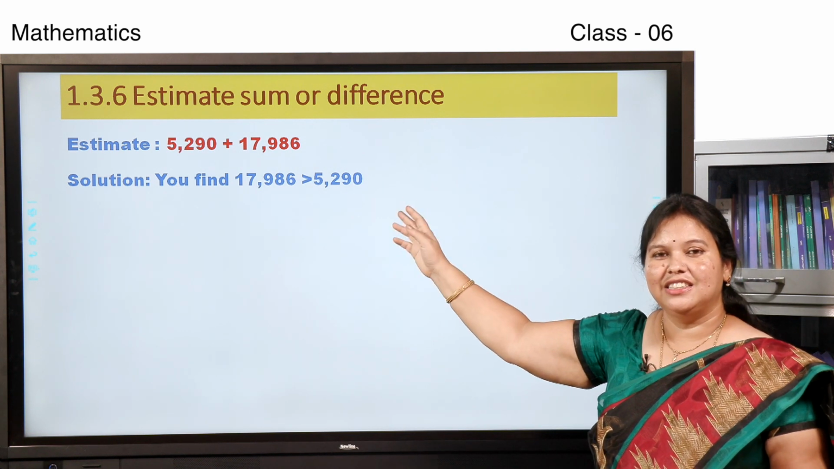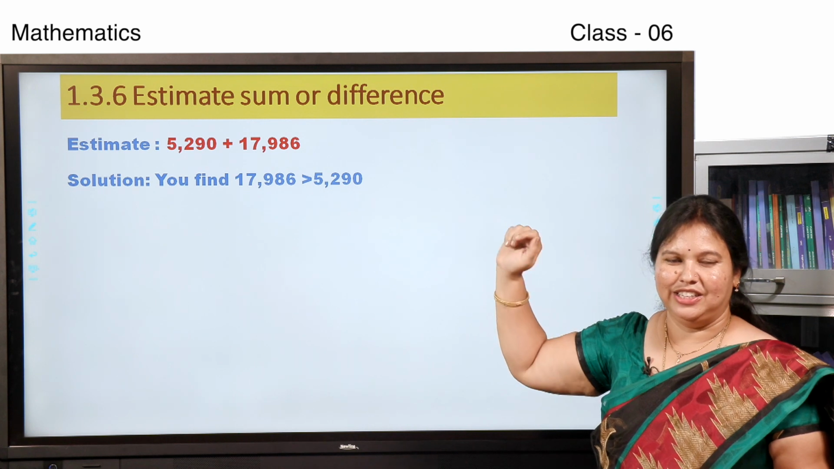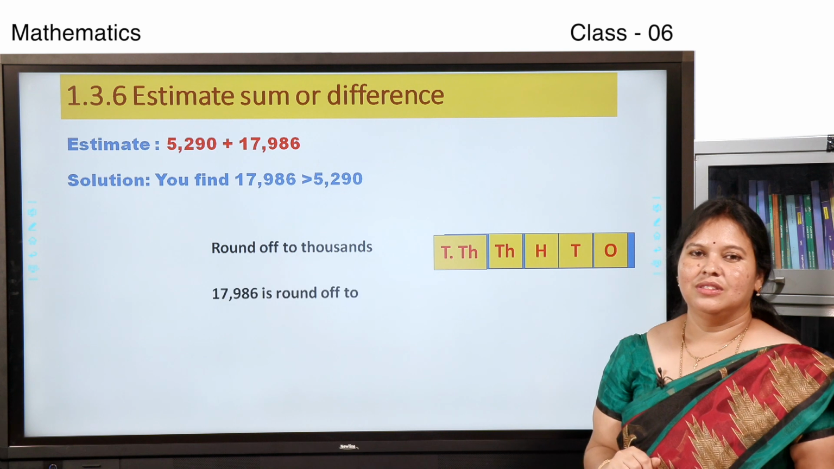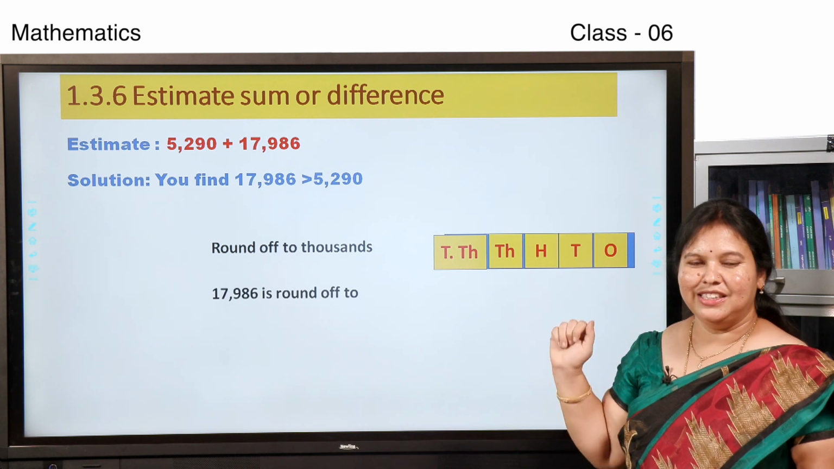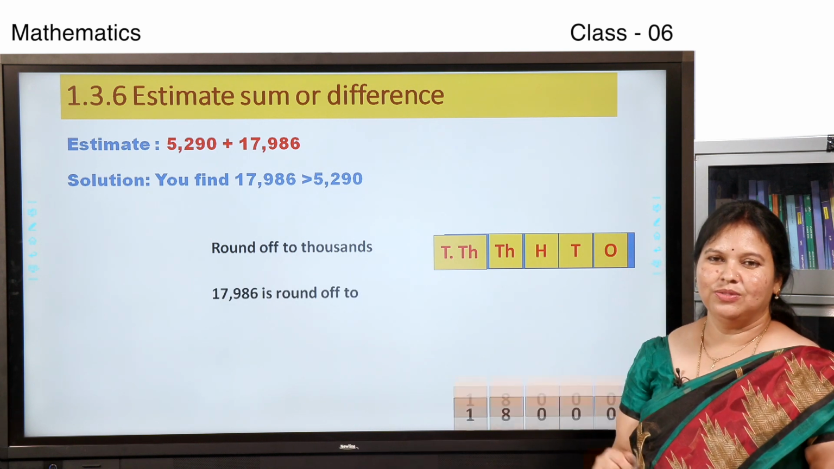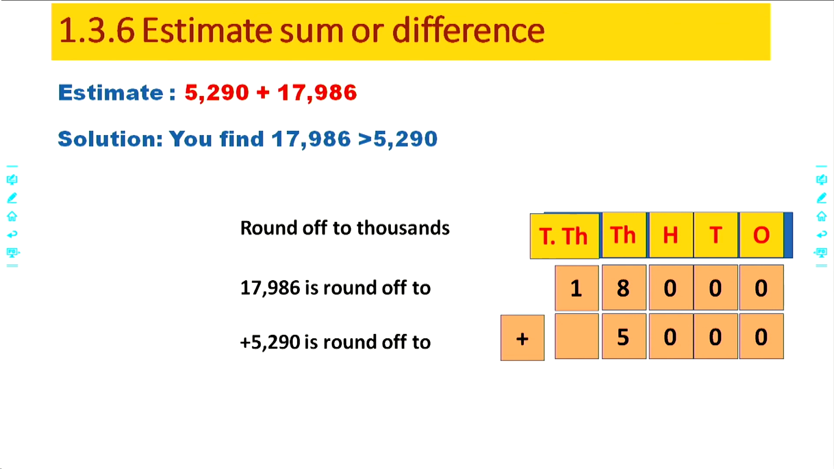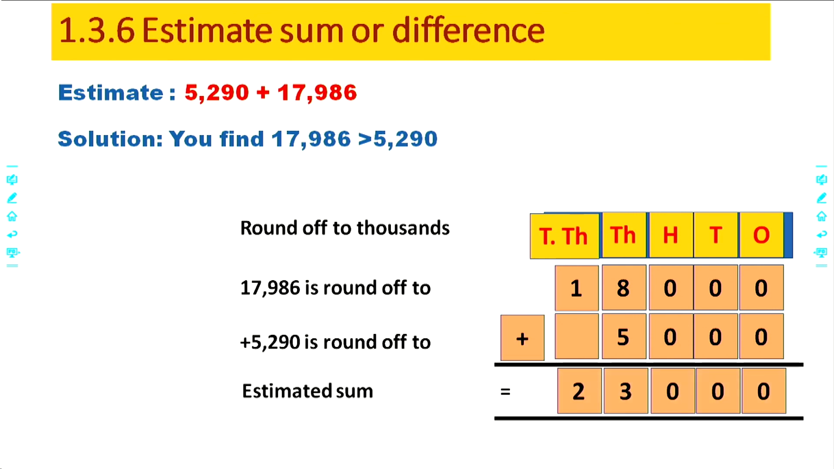See here, 17,986 is greater than 5,290. So, we have to estimate these numbers. 17,986 is rounded off to 18,000 and 5,290 is rounded off to 5,000. So, by adding these two we get 23,000.